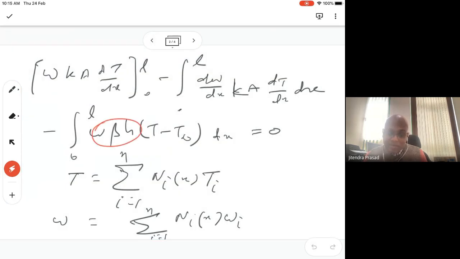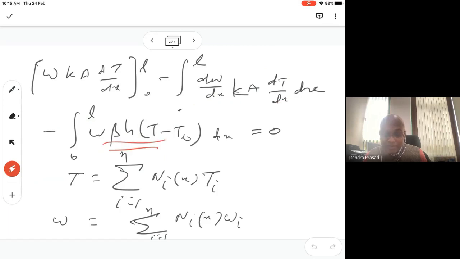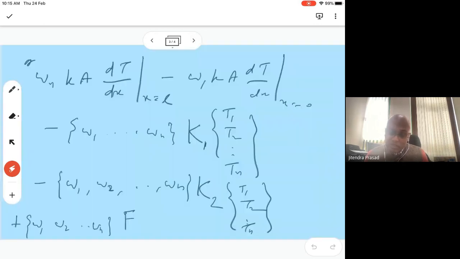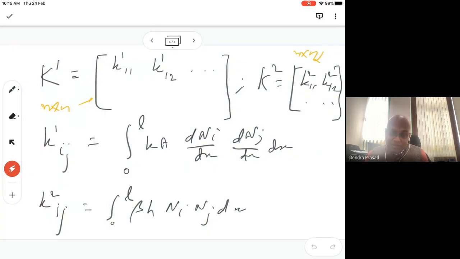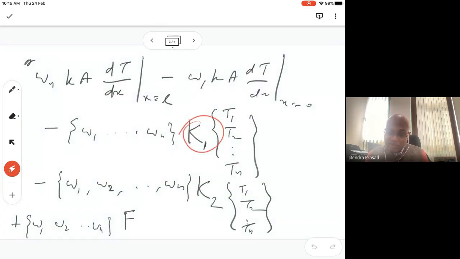So this is coming because of the convection, this term is coming from the conduction. In stress analysis, there is no such thing here, only this, so you get that. But in convection, you get this. So there are two types of stiffness. They will be added together basically. So this is how you get it. Okay, so you got K1, you got K2.